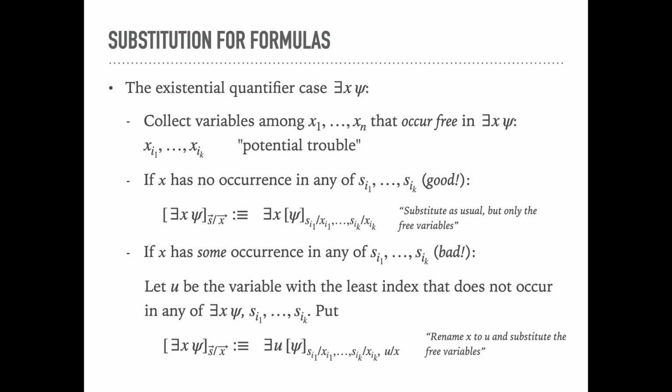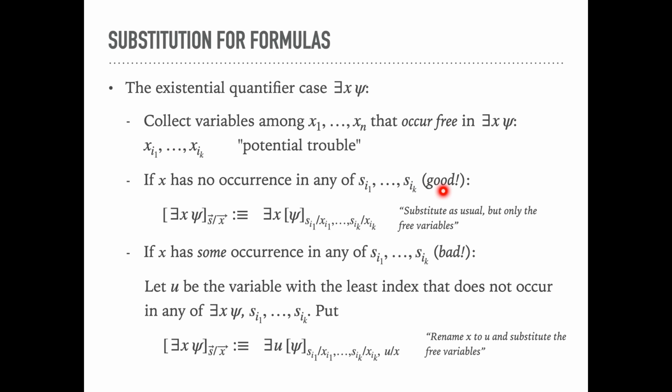Okay, so now we distinguish two cases. The first one is if x has no occurrence in any of those s_i's that we want to substitute for the x_i's here, or rather the x_{ij}'s here, well, that's good.